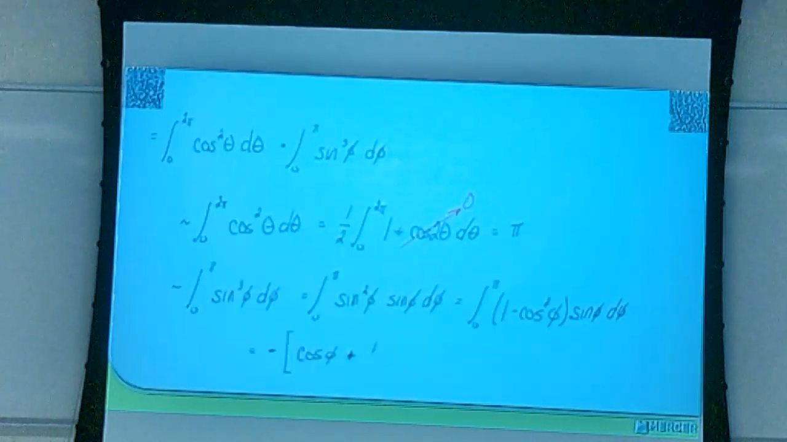Then minus 1/3 cosine cubed of phi. Right, so this just becomes the integral of 1 minus u squared du, which is u minus 1/3 u cubed.